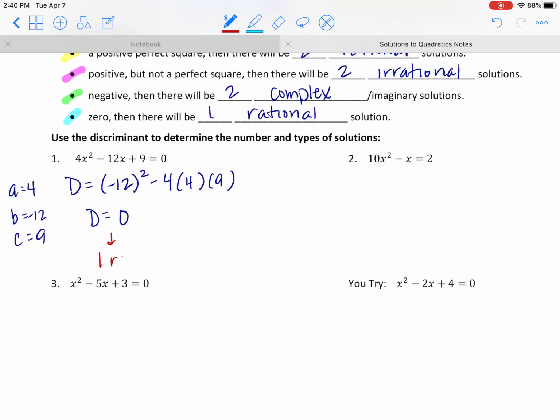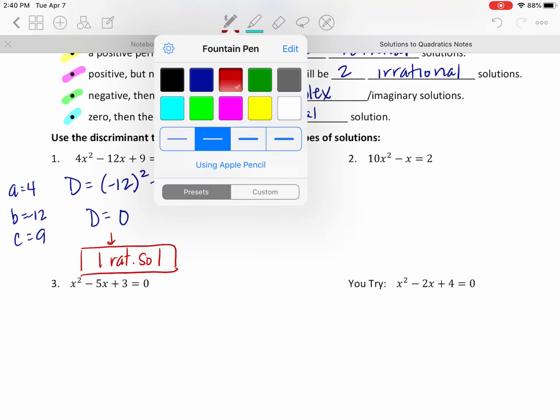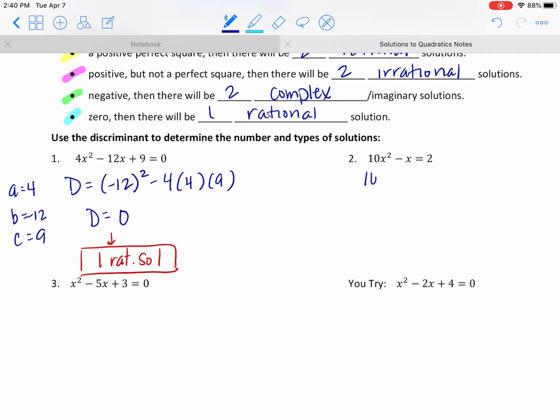So if we had a discriminant of 0, that means we were solving with the quadratic formula and we got a 0 underneath the radical, which would mean the radical part would go away and we would be left with one rational solution. So this tells me this equation has one rational solution.